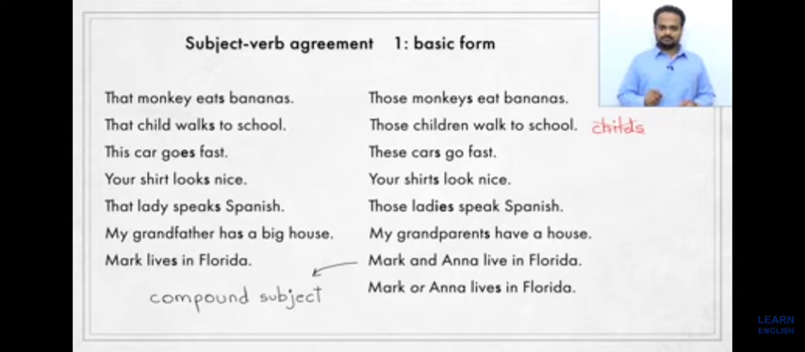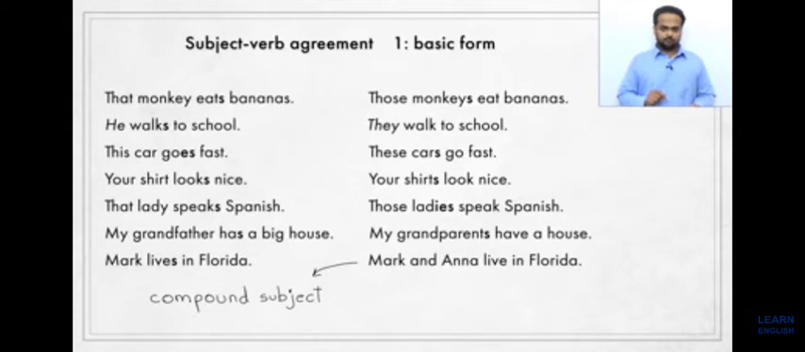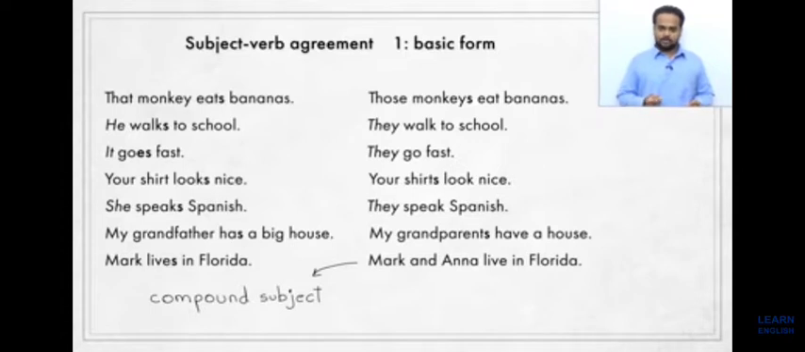Alright, there are a lot of nouns in these sentences, but in natural speech and writing, we often use pronouns in the place of nouns to avoid repetition. For example, instead of that child, I can say he walks to school. And instead of those children, they walk to school. In the place of that lady, I can say she speaks Spanish. And for the plural, again, they speak Spanish. They here refers to those ladies. This car goes fast can be rewritten as it goes fast, and these cars becomes they go fast.